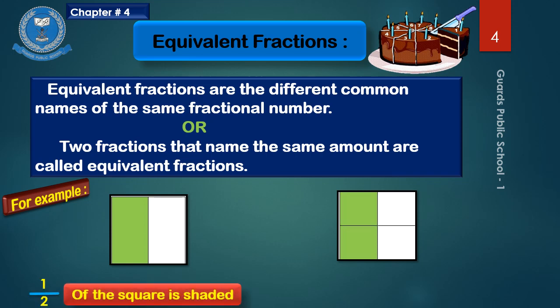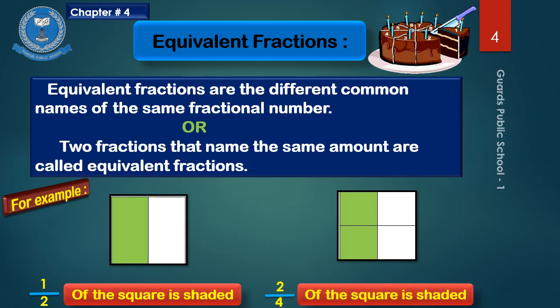Half of the square is colored. 2/4 of the square is colored. Here half and 2/4, both fractions represent half part of the whole square. These fractions are called equivalent fractions. Thus, we say two or more fractions that show the same part of the whole are called equivalent fractions. That is, half is equal to 2/4.